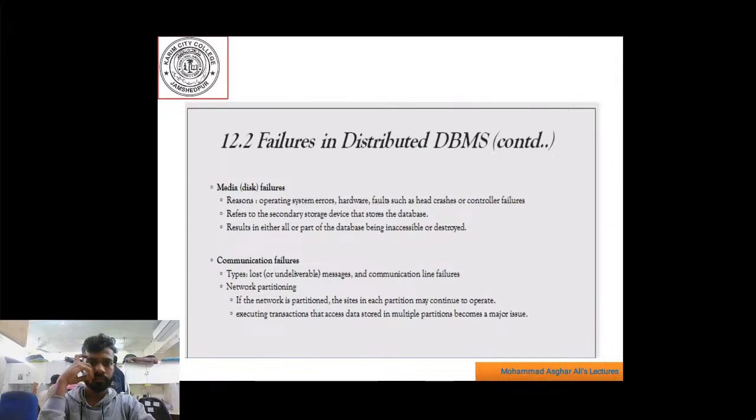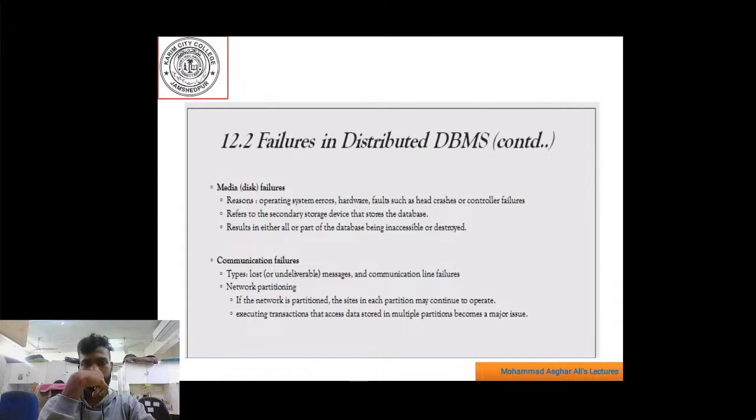Now the third one is media failure, also called disk failures. Media failures refer to the failures of the secondary storage devices that store the database. Such failure may be due to operating system error as well as to hardware faults such as head crashes or controller failures. These result in either all or part of the database being inaccessible or destroyed.